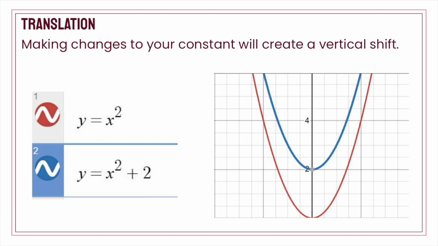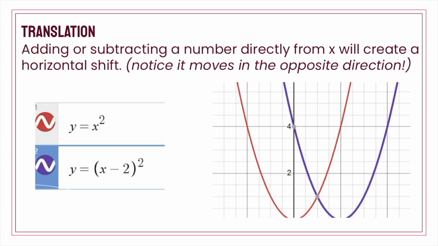Now let's look at a different kind of translation. So in this translation, I've added or subtracted a number directly from x. So before I had x squared and I was adding 2 on the end. This time I'm subtracting 2 directly from x and then squaring it. This is going to create a horizontal shift. And notice that it moves in the opposite direction.